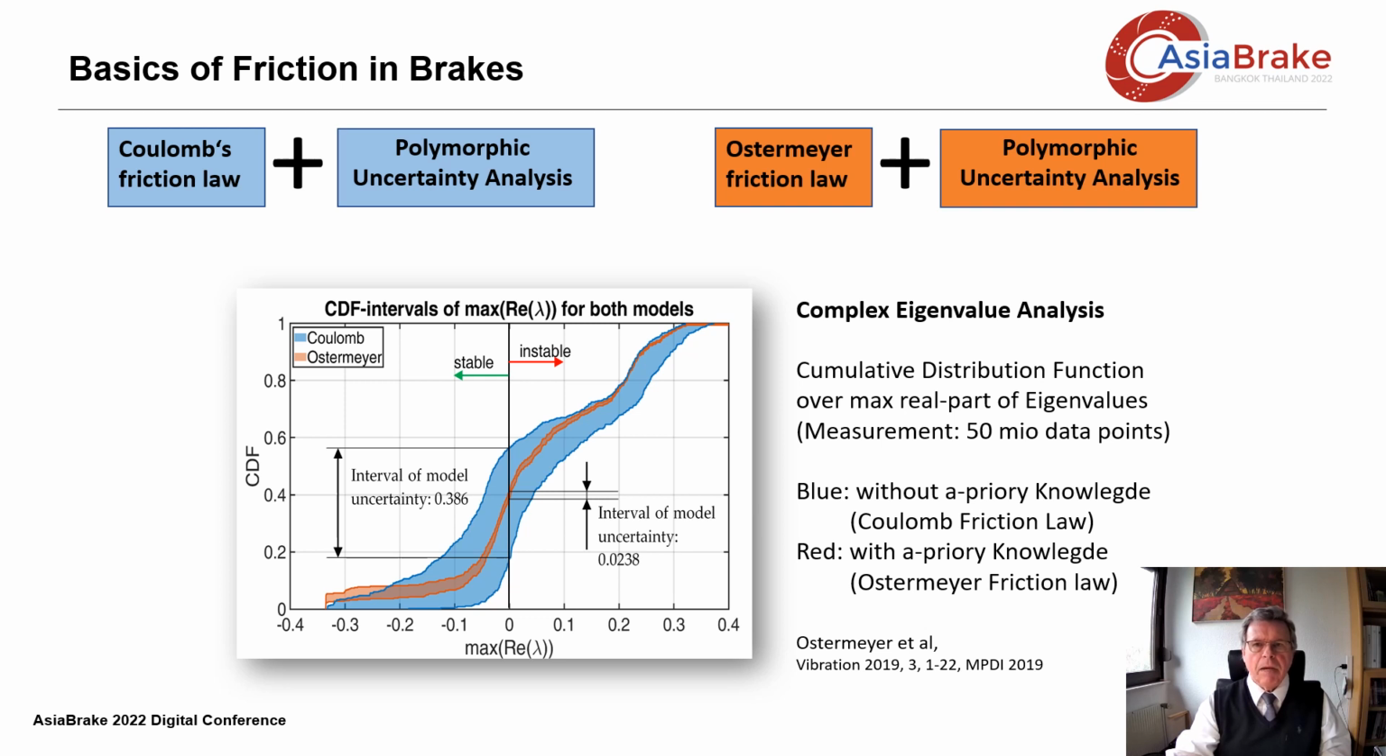The underlying measurement data set contains more than 50 million data points. Blue is the uncertainty range regarding the prediction of NVH with Coulomb's law, optimally matched with the measured data of friction. More than 20 times more accurate is a prediction when using my second-order friction law, see the red area.